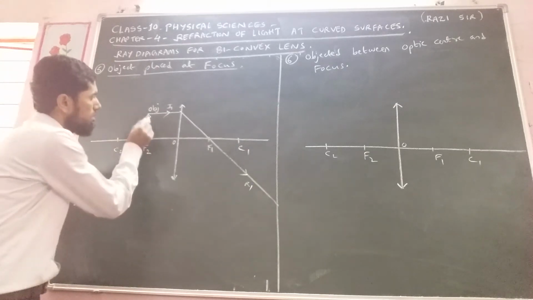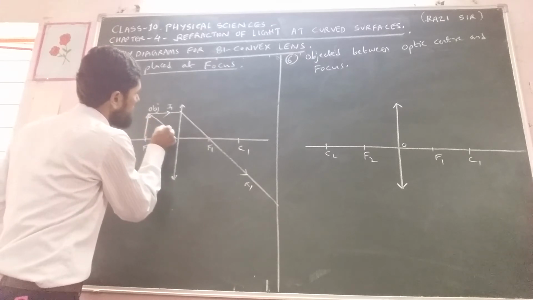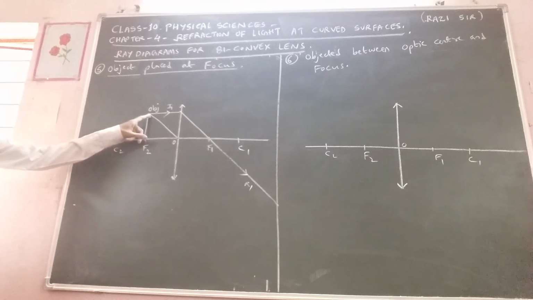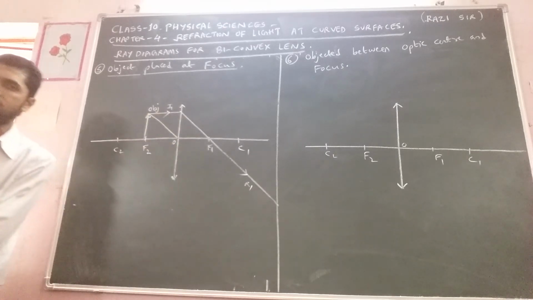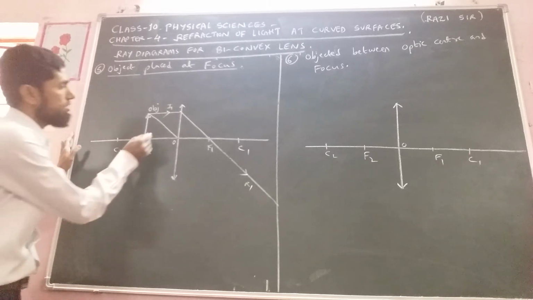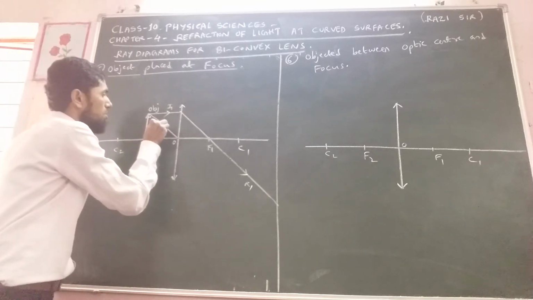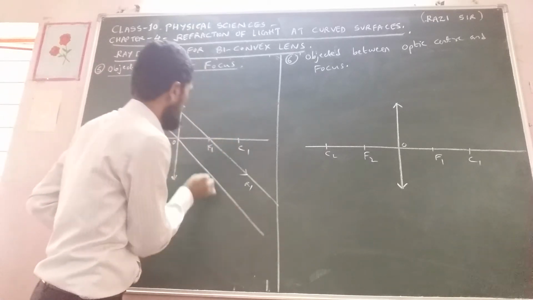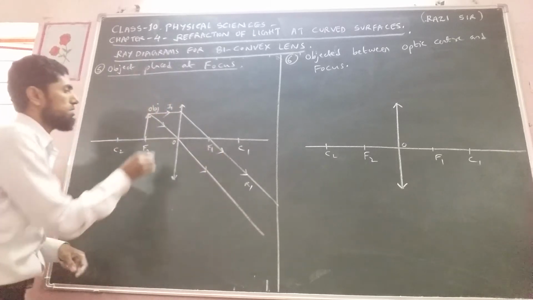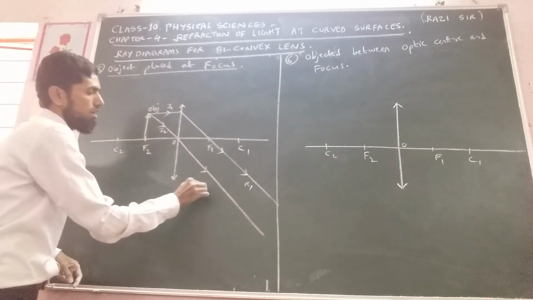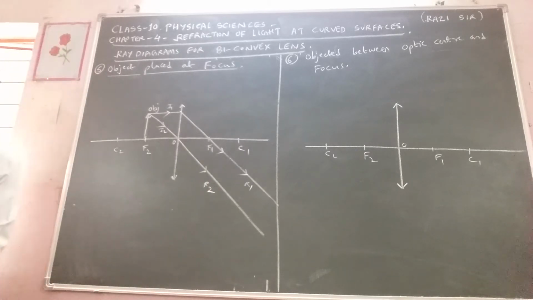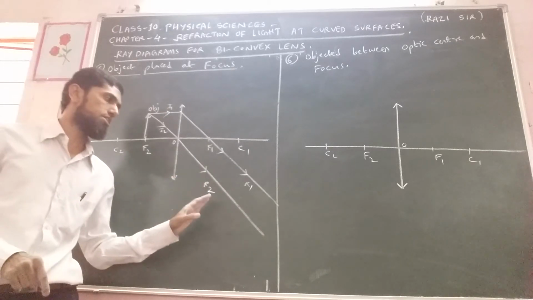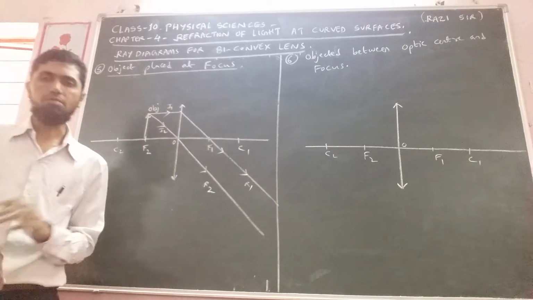And the third rule, a ray which is passing through the optic center. First rule, a ray parallel will pass through the focus. Third rule, a ray which is passing through the optic center will not deviate. This will just travel in a straight line. If we observe here, we have the incident ray 2 and a refracted ray 2. So what is our observation? Are these rays intersecting? They are not intersecting. So these rays are parallel rays.